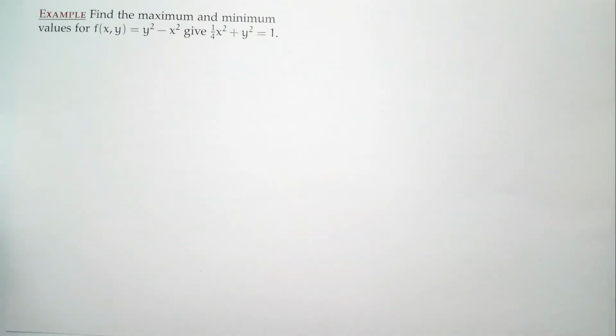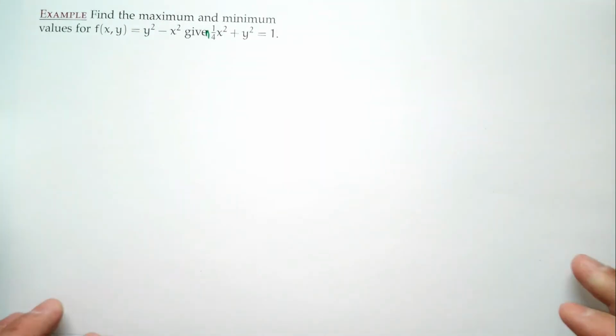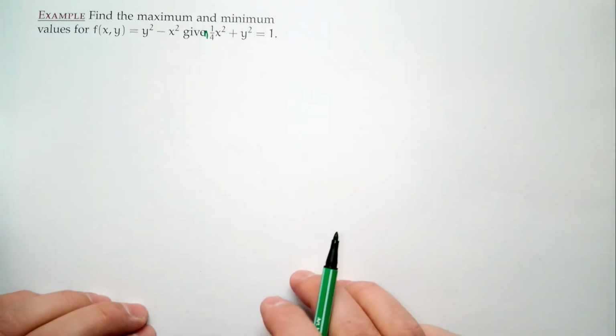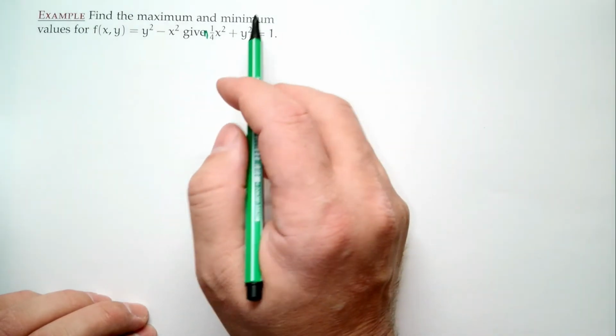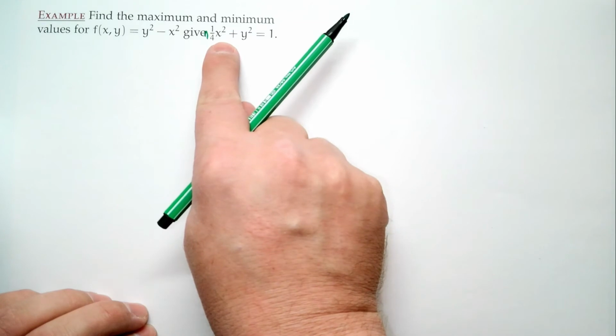Find the maximum and minimum values for f of x, y, and I can already see there's a typo here, not given, subject to 1/4 x squared plus y squared equals 1. So, let's just identify things. This is what we're trying to optimize. This is our constraint. The key is that the constraint is an equation, 1/4 x squared plus y squared equals 1.